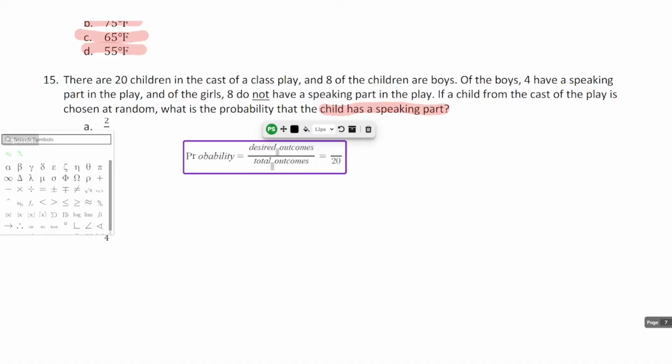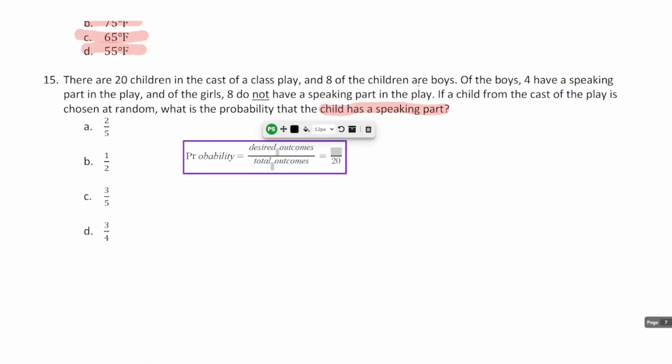The number of desired outcomes here are the kids that have a speaking part. So it says 4 have a speaking part. That's going to be the boys, but then you have to figure out, okay, well, how many girls have a speaking part? It says of the girls, 8 do not have a speaking part. So if there are 8 boys, then that means there are 12 girls. If 8 do not have a speaking part in the play, that means 4 of those 12 do.